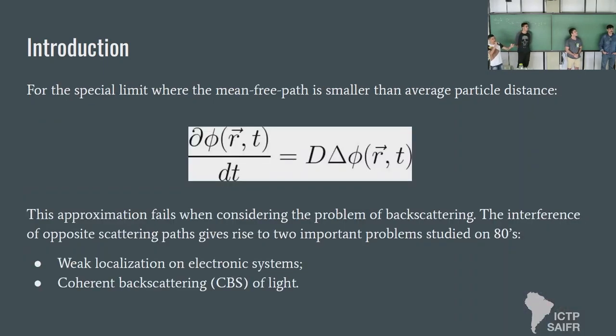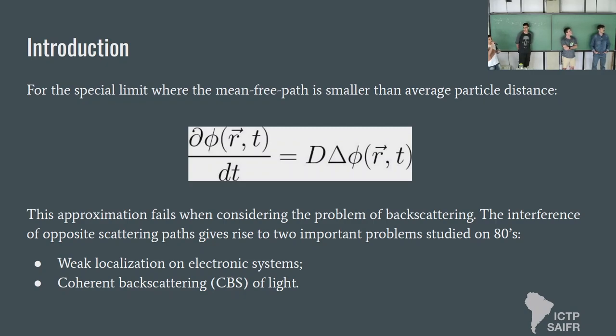More specifically, usually when you have some special conditions, like the mean free path being smaller than the average particle distance, you can treat these scattering systems using a diffusive wave approximation, which works nicely. For those who don't know, the idea is that you just consider the correlations between different scatterings, and you completely vanish out possible phase correlations. So this works well, except for the problem investigated in the paper, which is the backscattering of light.